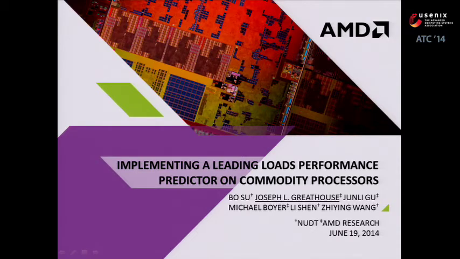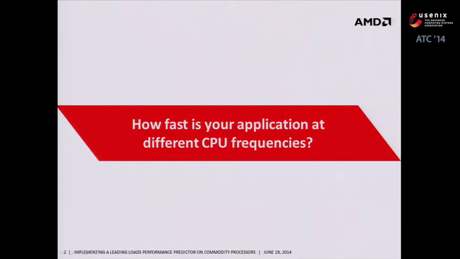So I want to start this talk with a question. Why isn't my thing working? That's a terrible question. How fast does your application run at different frequencies? What happens to the performance of your application when you change DVFS states? For instance, if you double the frequency of your core, does your application get twice as fast, or is it limited by something else?